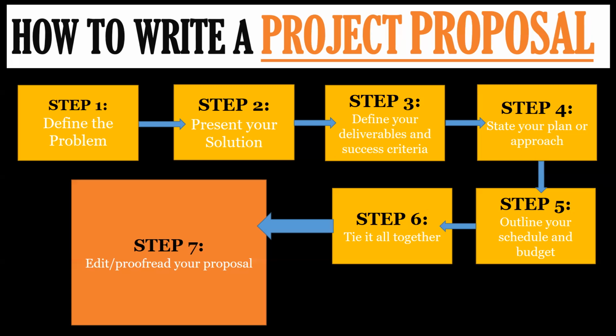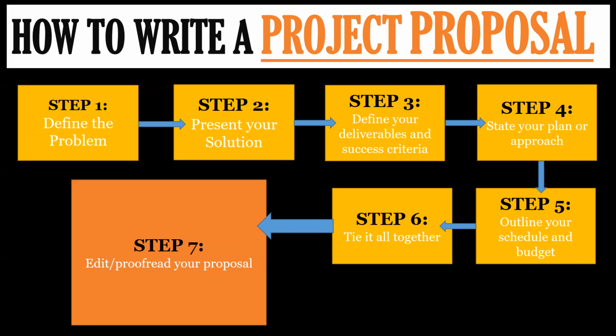Okay, step 6, tie it all together. End your proposal with a conclusion that briefly summarizes the problem, solutions, and the benefits. This is what they wanted to hear: the problem, the solution, and the benefits. Emphasize the significant parts and make your proposal stand out by restating ideas or facts you want your audience to remember. Check your proposal for consistency of ideas and whether the elements support each other.